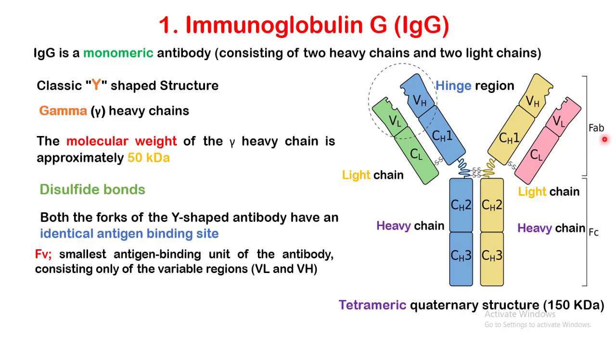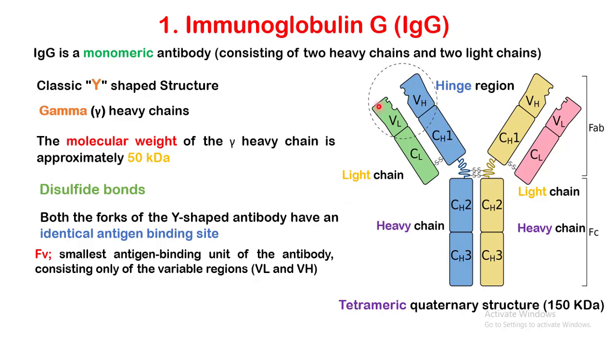We have already discussed that in detail, but there is another term that you usually see when you study the structure of the antibody, and that is known as the FV. This FV, the fragment variable, is actually the smallest antigen binding unit of the antibody, consisting only of the variable regions over here.